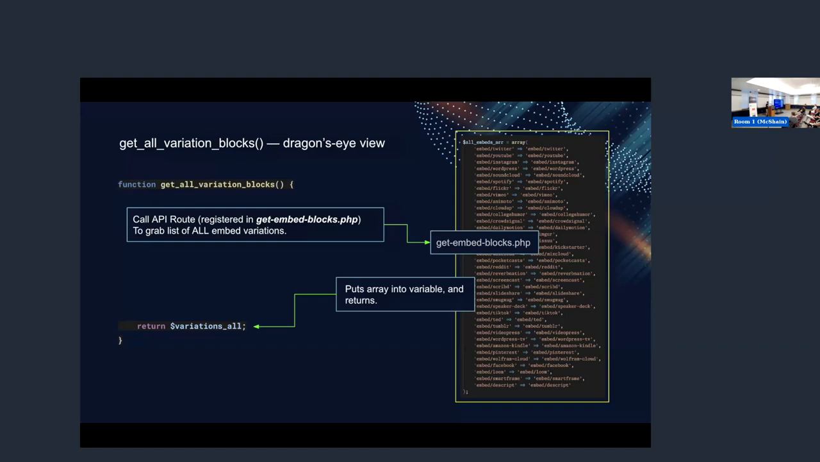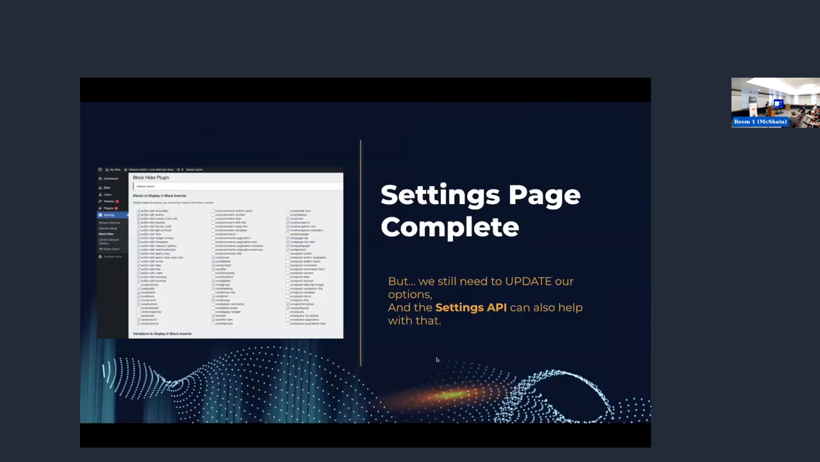I don't need a REST API route here to do this, but I do need a REST API route later when I enqueue a JavaScript function to do front end stuff, like with the inserter, because it needs a list there too. So as long as I've got it, I just used it. And I put it all into a variable and I return that variable. Okay, so this concludes the setting up of our settings page.